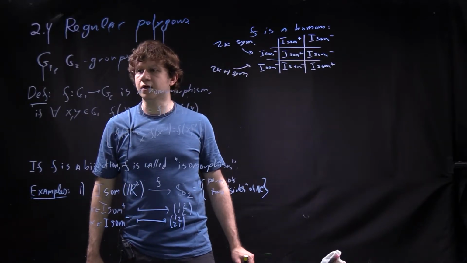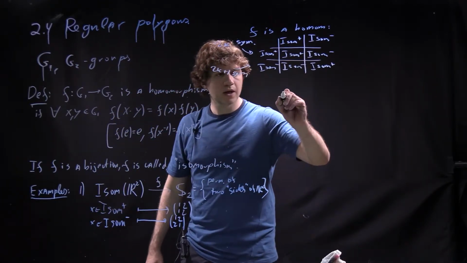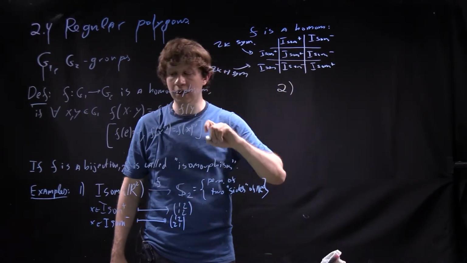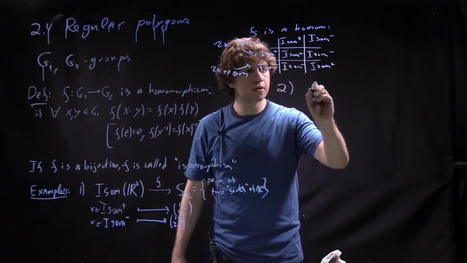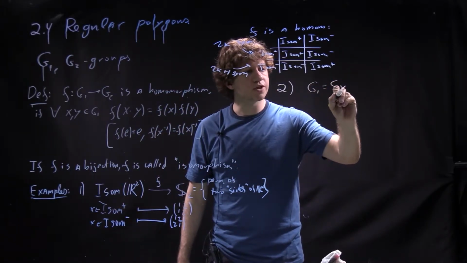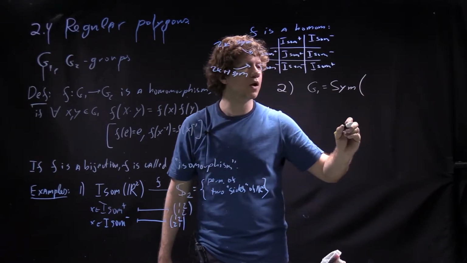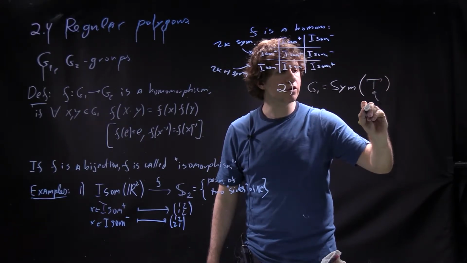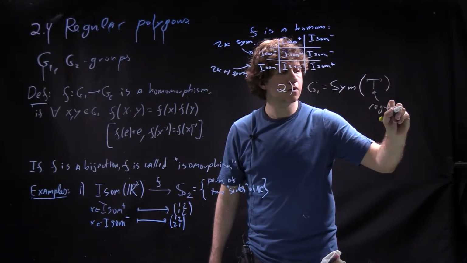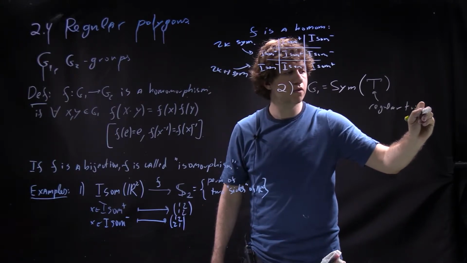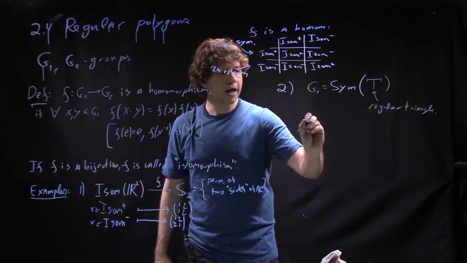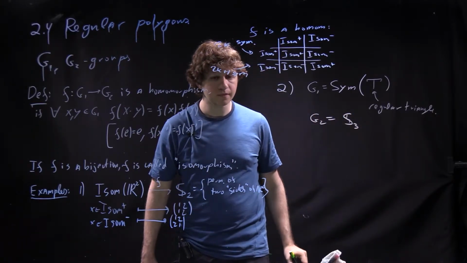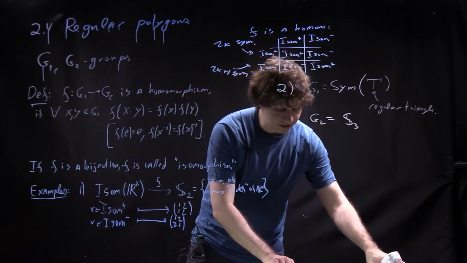Now let me consider another example of a homomorphism. The second example is as follows. Consider G1 to be the group of symmetries of a regular triangle. Let me call it T. This is a regular triangle. And G2 will be the group of symmetries with 3 elements. So here is a picture. Let's draw a picture.